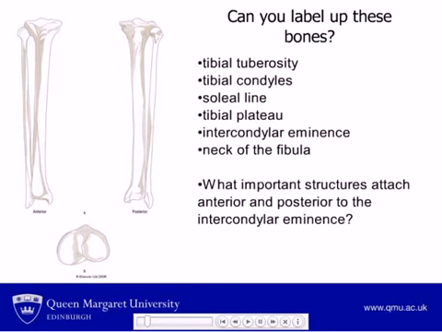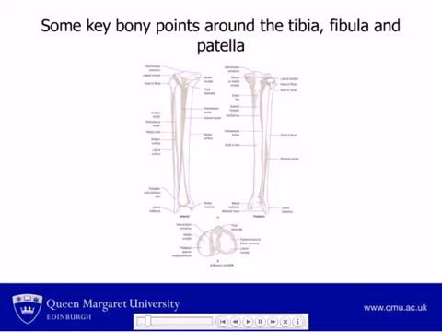Slide 7. Can you try and match these bony points to the appropriate place on the tibia and fibula? What attaches to the anterior and posterior intercondylar eminences? The answer, the menisci. More about those later. Slide 8. Here are the key bony points which you should know.